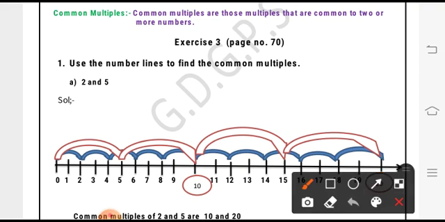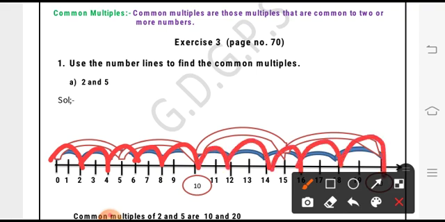And we have made jumps. Blue color jumps are for multiples of 2 and red color jumps are for the multiples of 5, and we always have to start from 0. As all of you know that multiples of 2 are all the even numbers. That means starting from 0 we have 2, 4, 6, 8, 10, 12, 14, 16, 18 and 20.